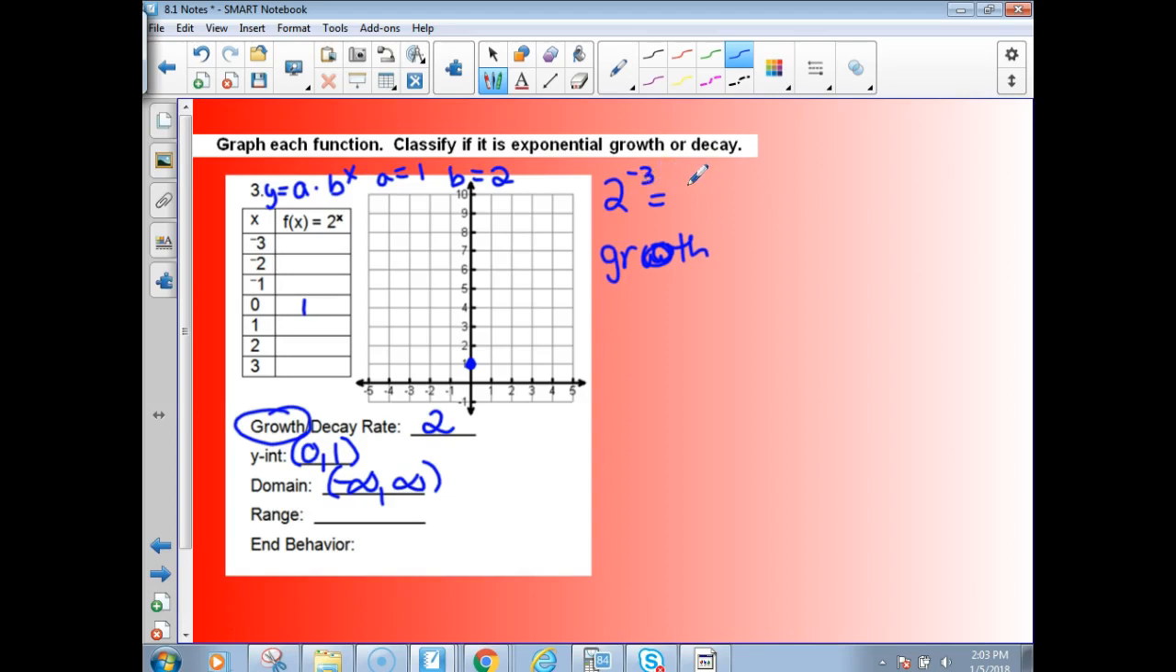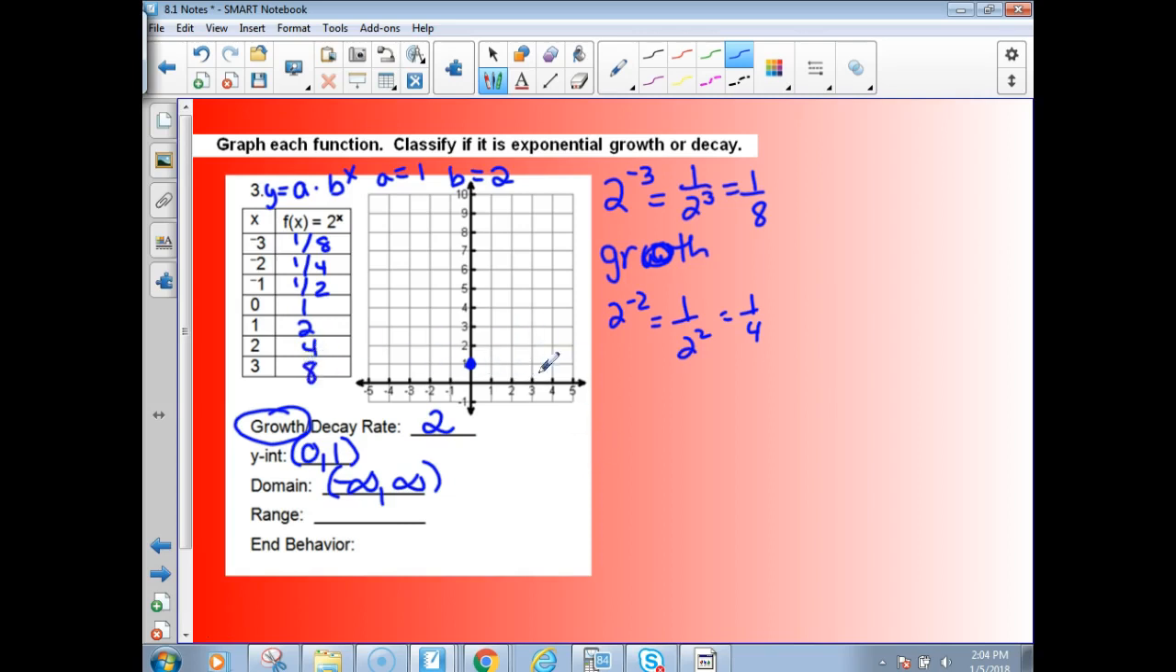So 2 to the -3, to rewrite that with a positive exponent, is 1 over 2 to the 3rd. And we've memorized that 2 to the 3rd is 8, so this is 1/8. So what's 2 to the -2? Well, it's 1 over 2 squared, which is 1/4. 2 to the -1 would be 1/2. 2 to the 0 is 1. 2 to the 1st is 2. 2 to the 2nd, 4. 2 to the 3rd, 8. So we got some nice points here to plot.